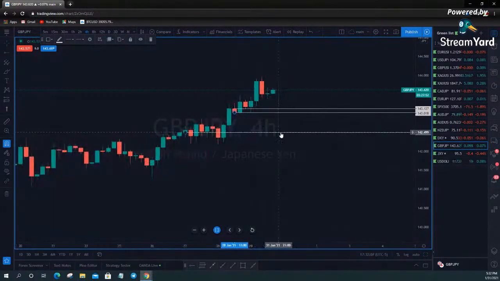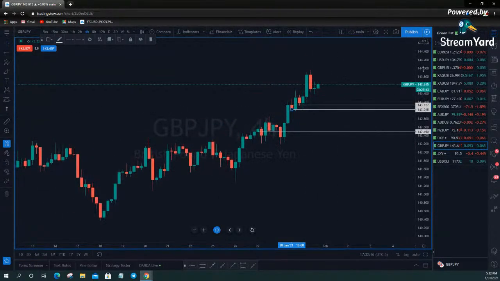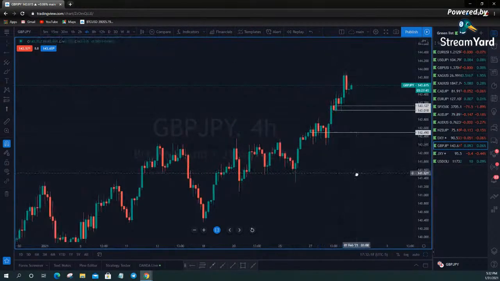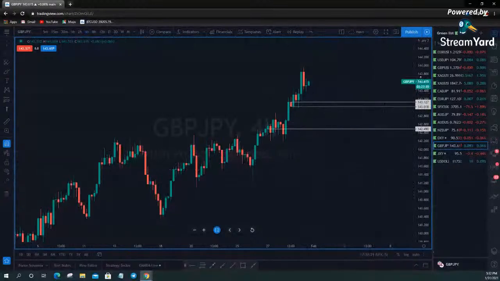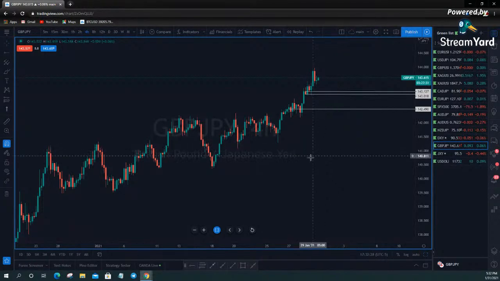All right. If you find support here and you cannot get back above this level, that will possibly be a short opportunity. But I just don't see that happening this week. It looks very strong to me. It could be a pullback week, though. Nobody knows what price is going to do. I'm just doing my best to show you what a pro trader is looking forward to in the week ahead.